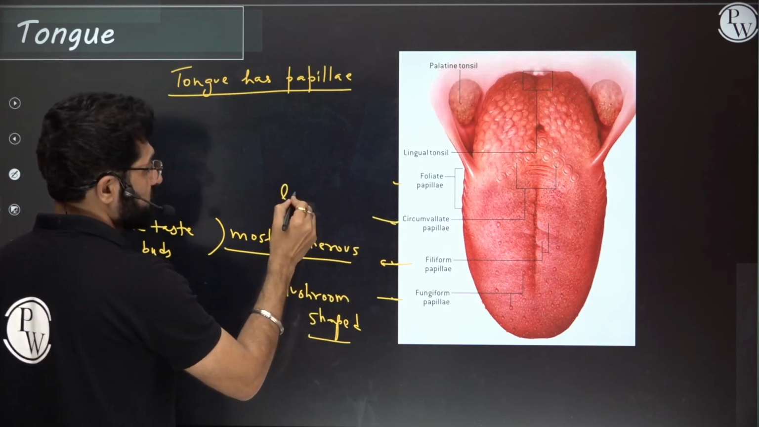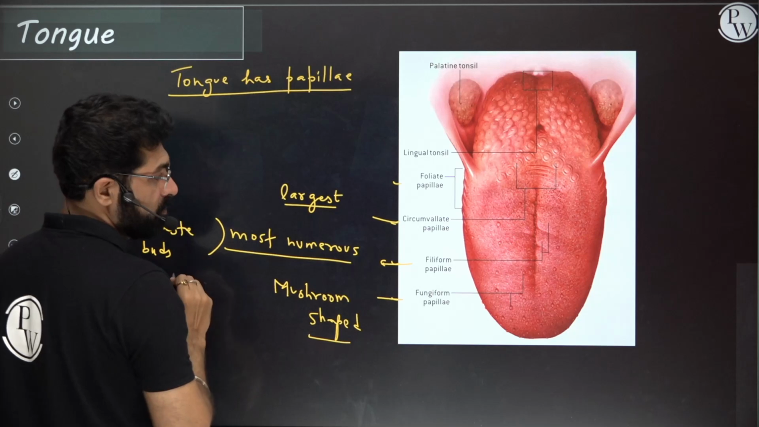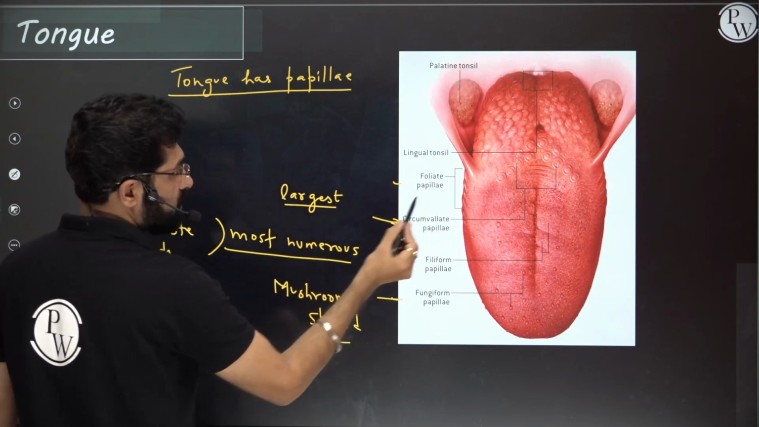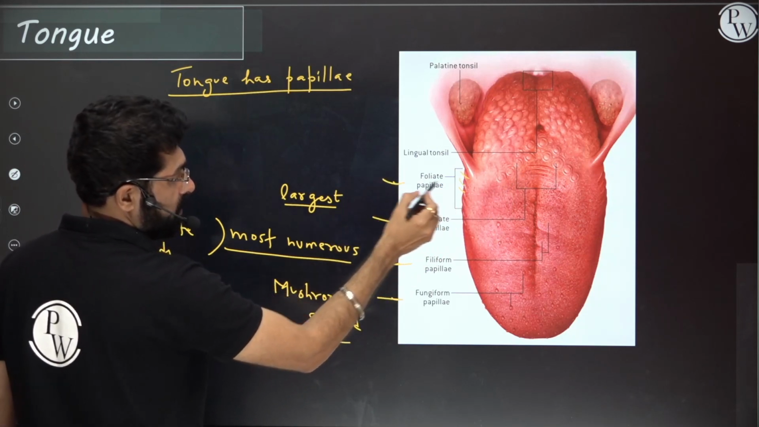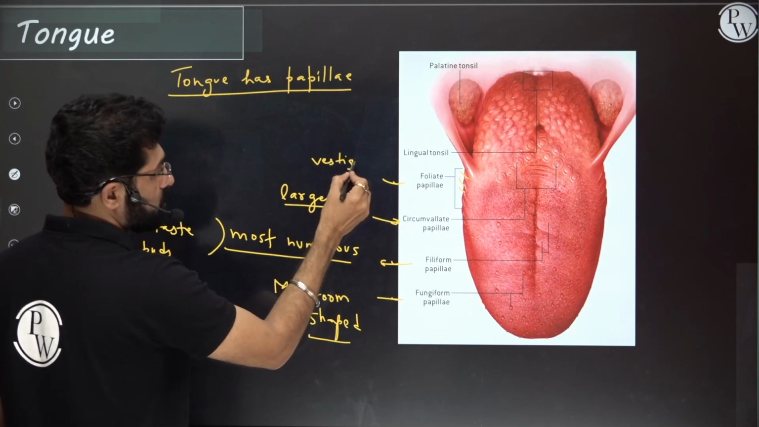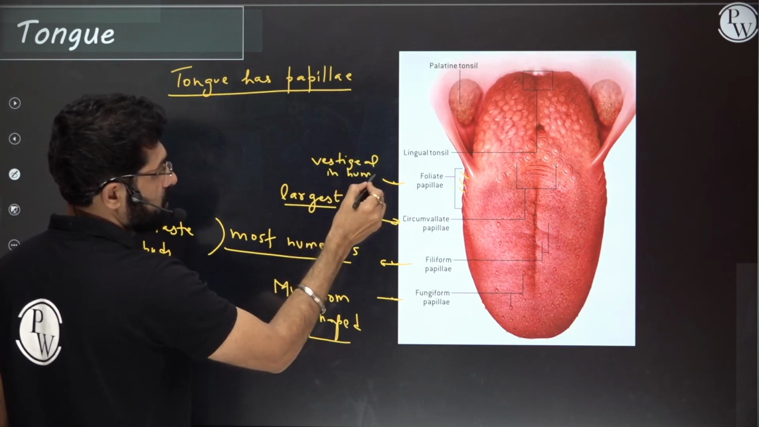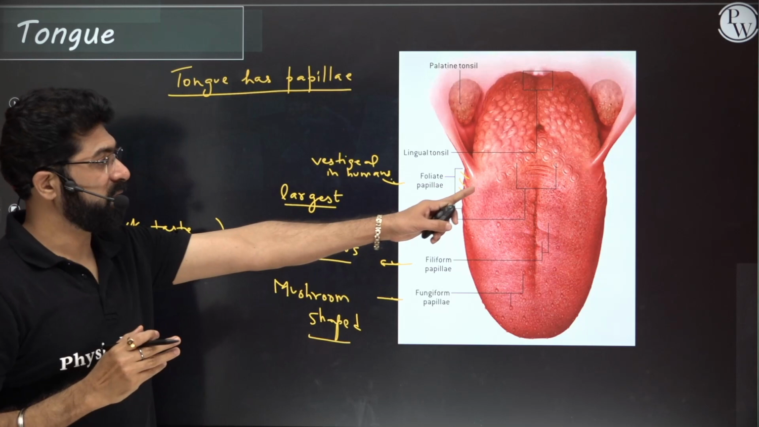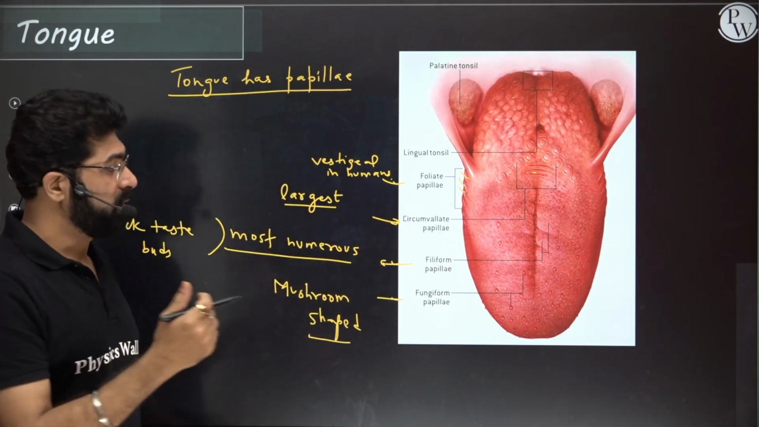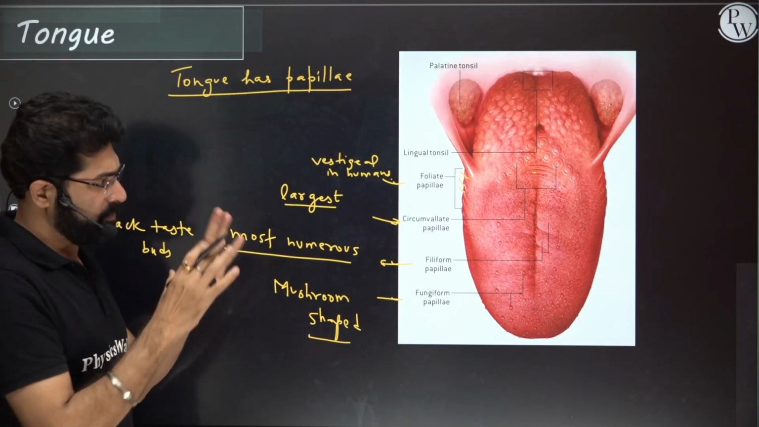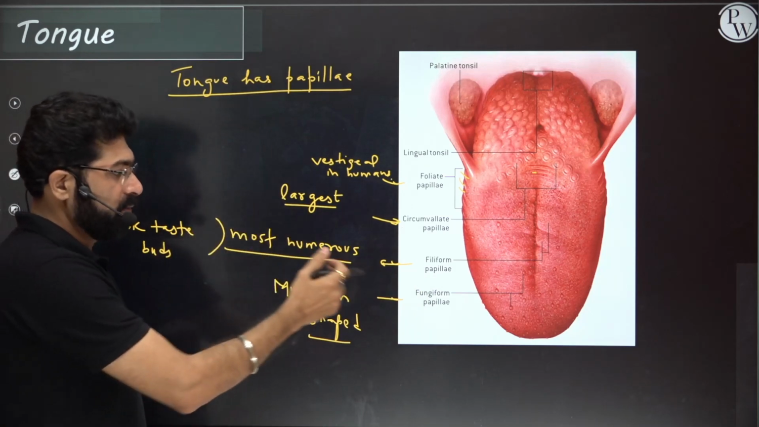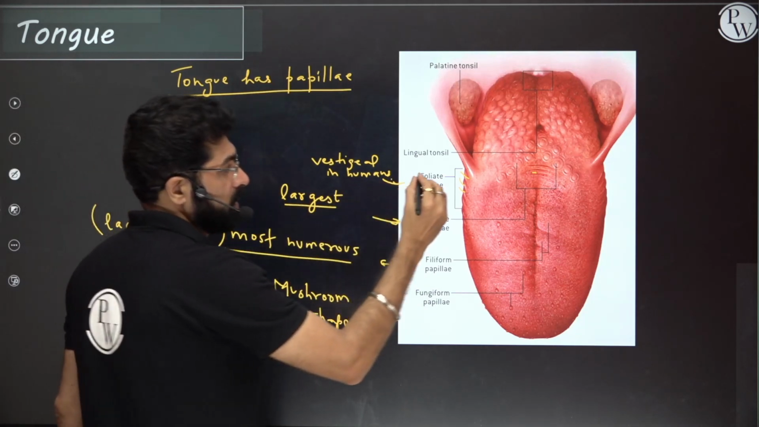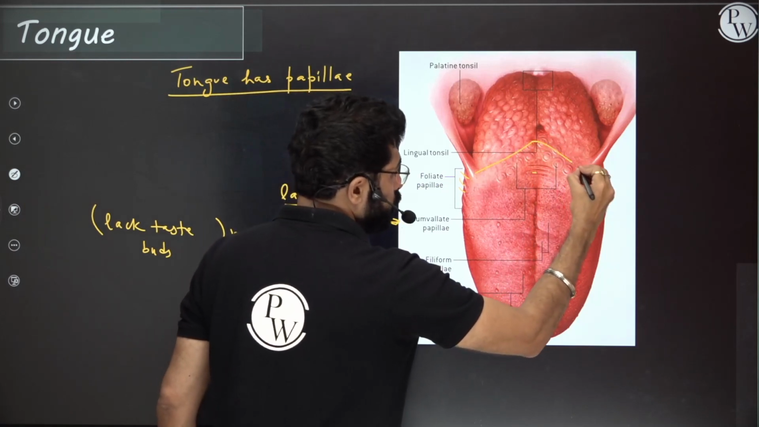Circumvallate papillae, these are the largest papillae. They are meant for bitter sense. They are found in the posterior region. Foliate papillae, you can see here. These are vestigial in humans. Circumvallate papillae are in the posterior end, whereas filiform papillae are found mostly maximum on the tongue, and fungiform papillae are the mushroom-shaped red color papillae.